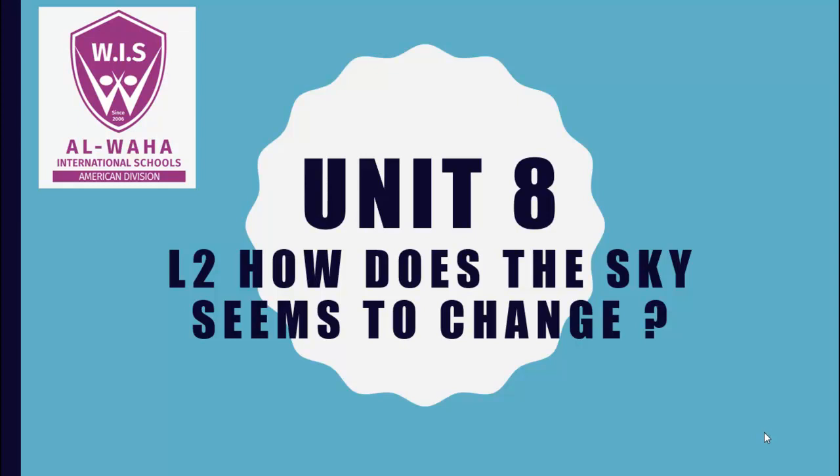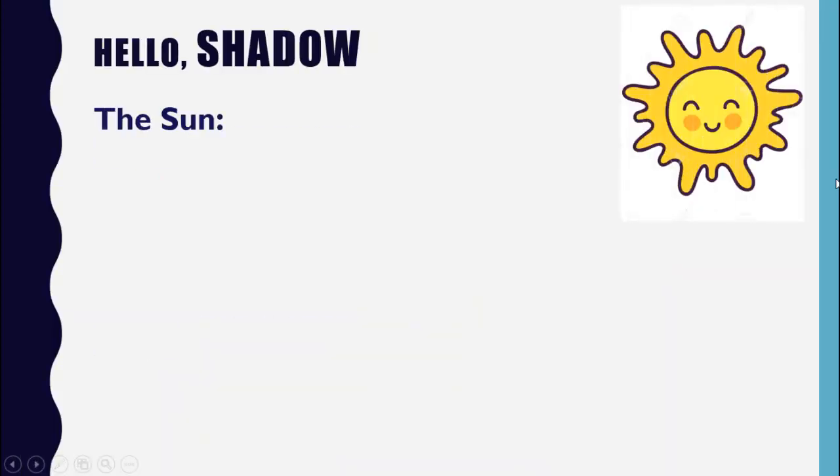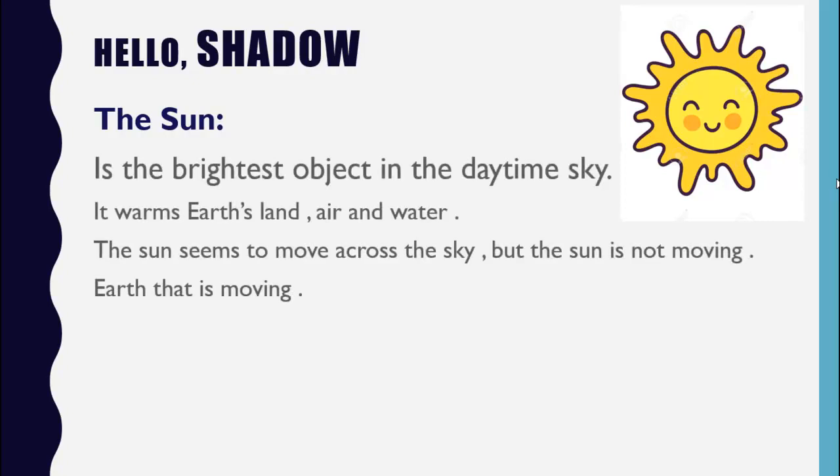So let's start our new lesson together, talking about how the sky seems to change. First, the sun. We talked about the sun in the last session, and I told you that the sun is a star that gives off heat and light. The sun is the brightest object in the daytime sky. It warms Earth's land, air, and water.